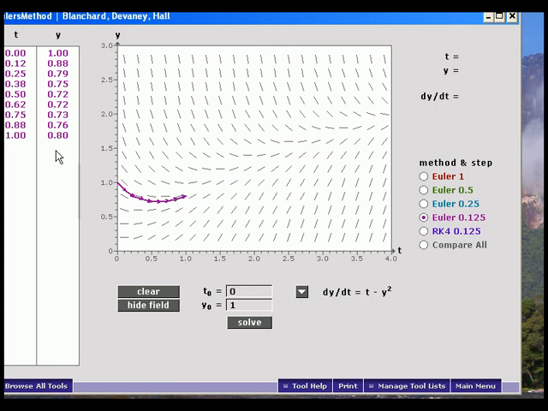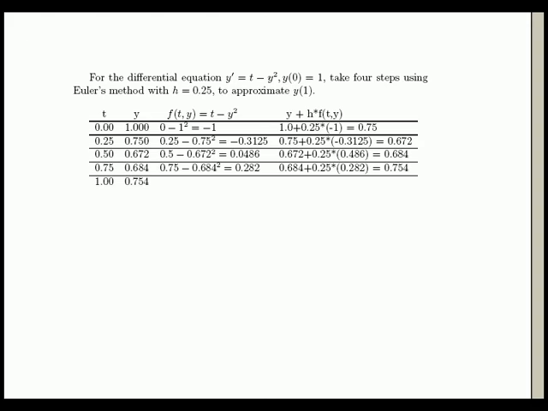And we end up with 0.80. Now, I don't know the exact solution, nobody does, so I presume that's more accurate, but we don't know the exact solution, so we can't be sure. But remember, with the step size of 0.25, for 1/4, 4 steps of 0.25, we ended up with 0.75. Now let's do the calculations by hand and compare.